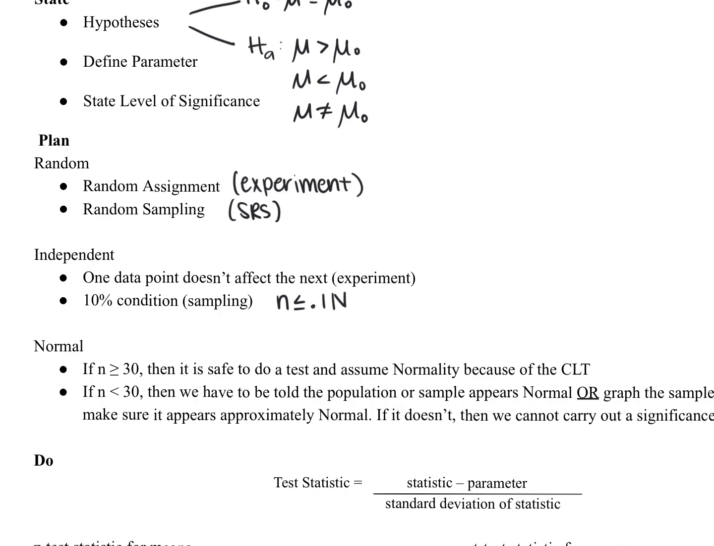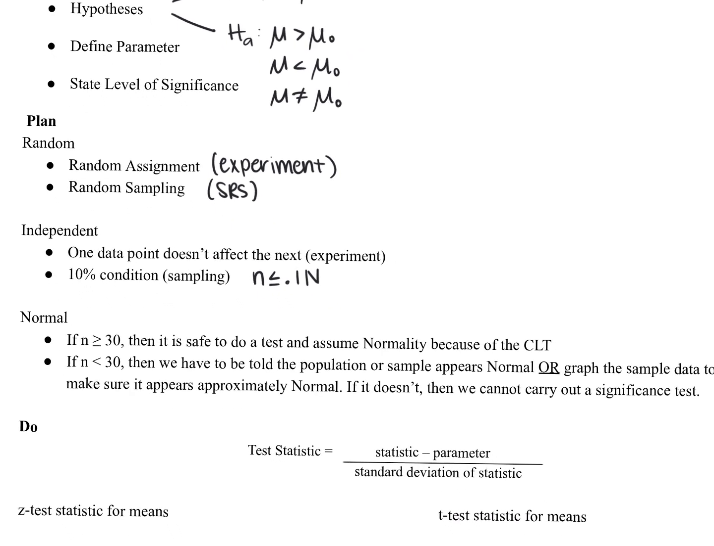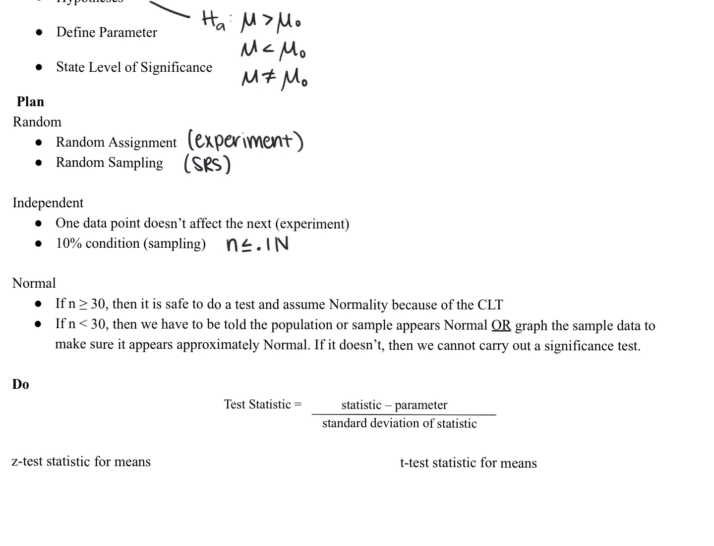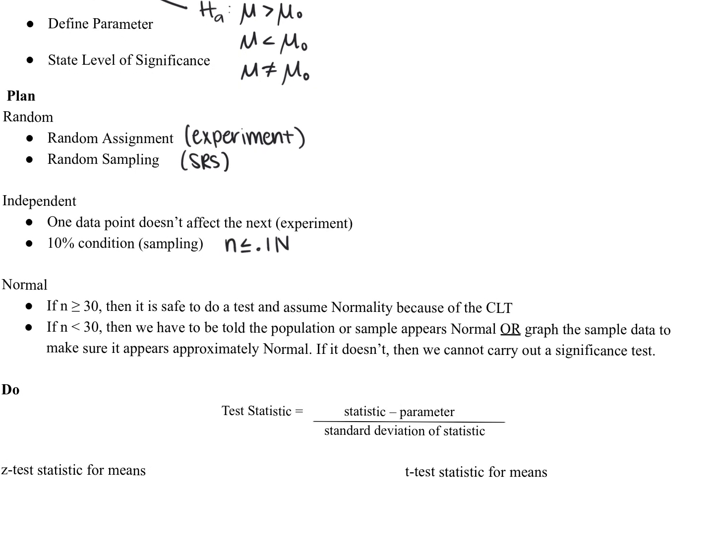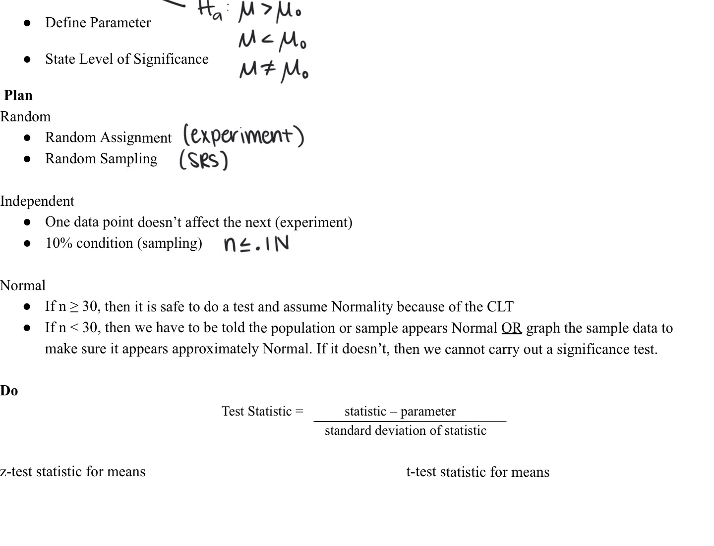And then lastly, normal. If your sample size is greater than or equal to 30, you can go ahead and assume it's normal. If it's not, then you either have to be told the population or sample appears to be normal, or you can graph the data to make sure it appears approximately normal.